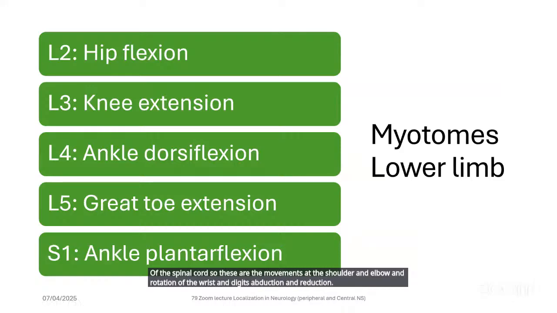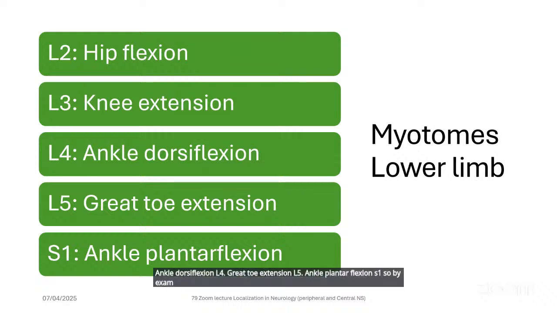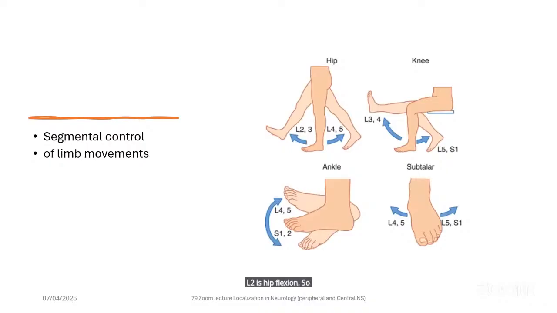For the myotomes of the lower limb: hip flexion, L2; knee extension, L3; ankle dorsiflexion, L4; great toe extension, L5; ankle plantar flexion, S1. So by examining the great toe, you are testing L5 integrity. Ankle dorsiflexion, L4 segment of the spinal cord. Knee extension, L3 segment. L2 is hip flexion. So these are the important movements in the lower limb which we test.